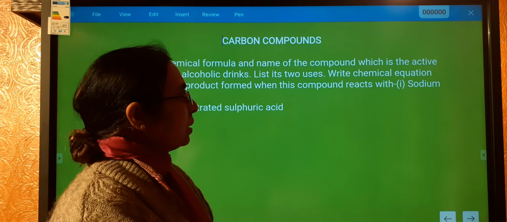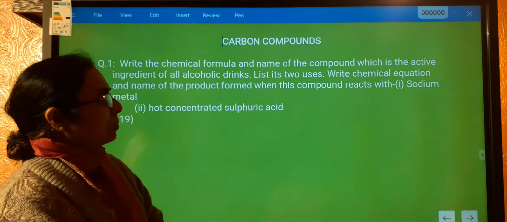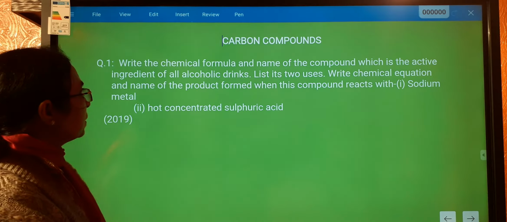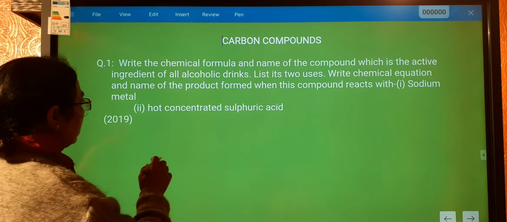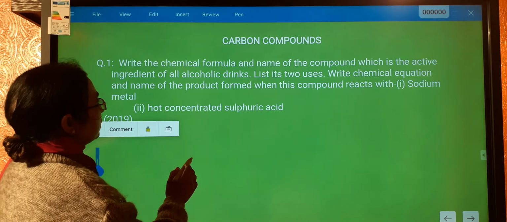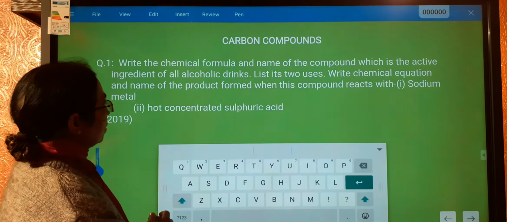Alright, now let us see another chapter, that is carbon compounds. We are beginning with the 2019 question. This is a very important chapter.